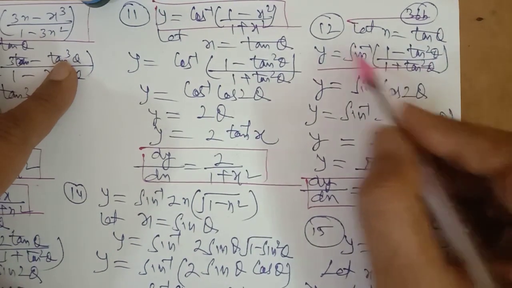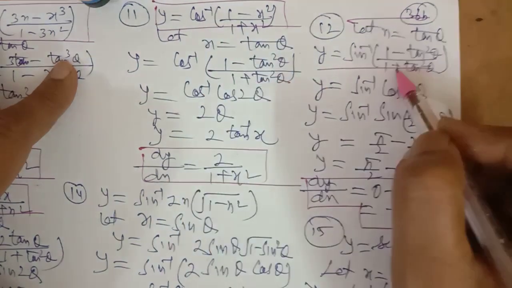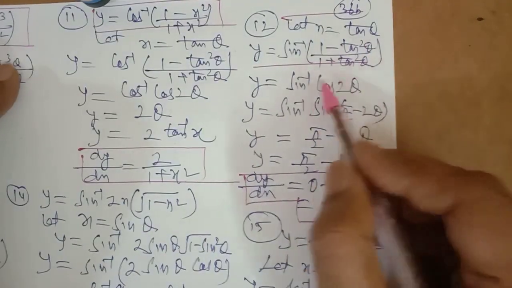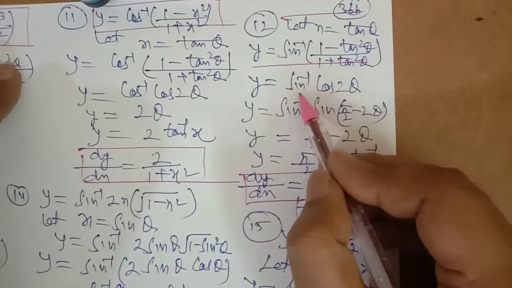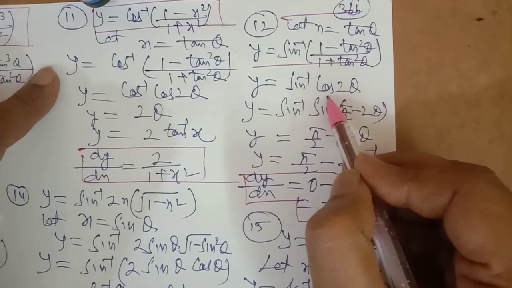Similarly, in question number 12, in place of cos inverse, we have sin inverse. No problem, let x is equal to tan theta. Again, this is equal to cos 2 theta. Here we have cos 2 theta, but here we have sin inverse, so they should be the same. So you convert this cos into sin.